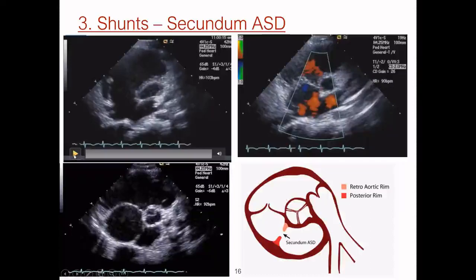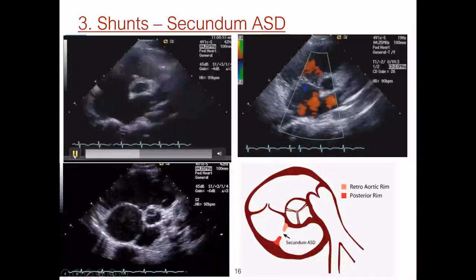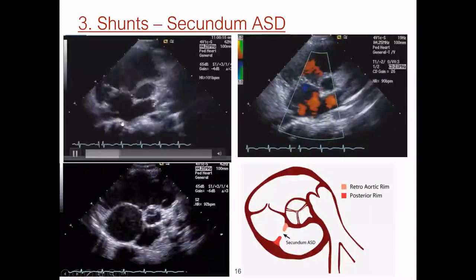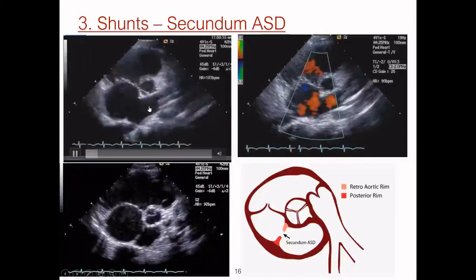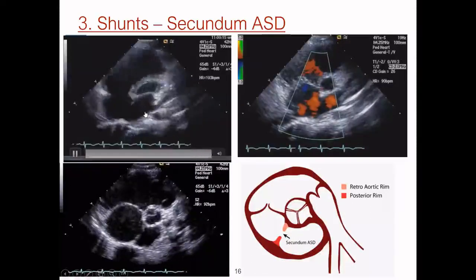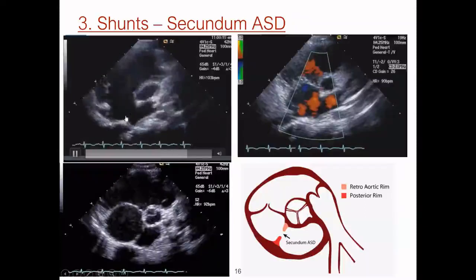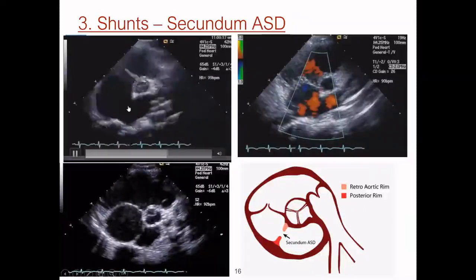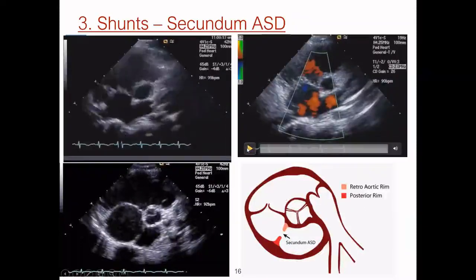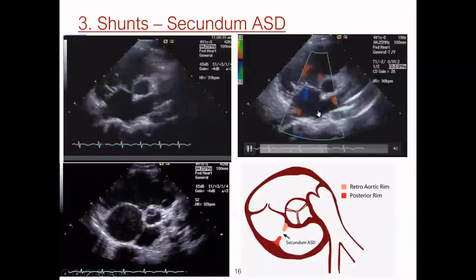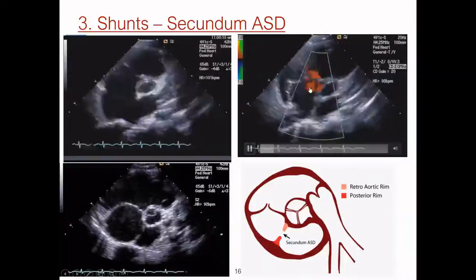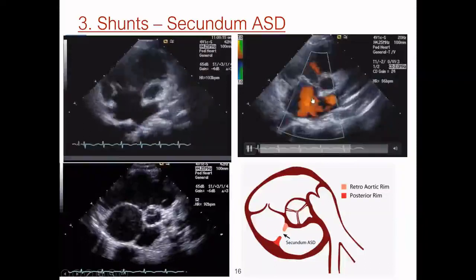So for the secundum ASD, we can best appreciate it in the parasternal short axis view or the subcostal view. But in this case, we can see clearly there's a bit of a dropout or defect here. When we put the color on, we can see that there's a clear red jet going through the atrial septum.